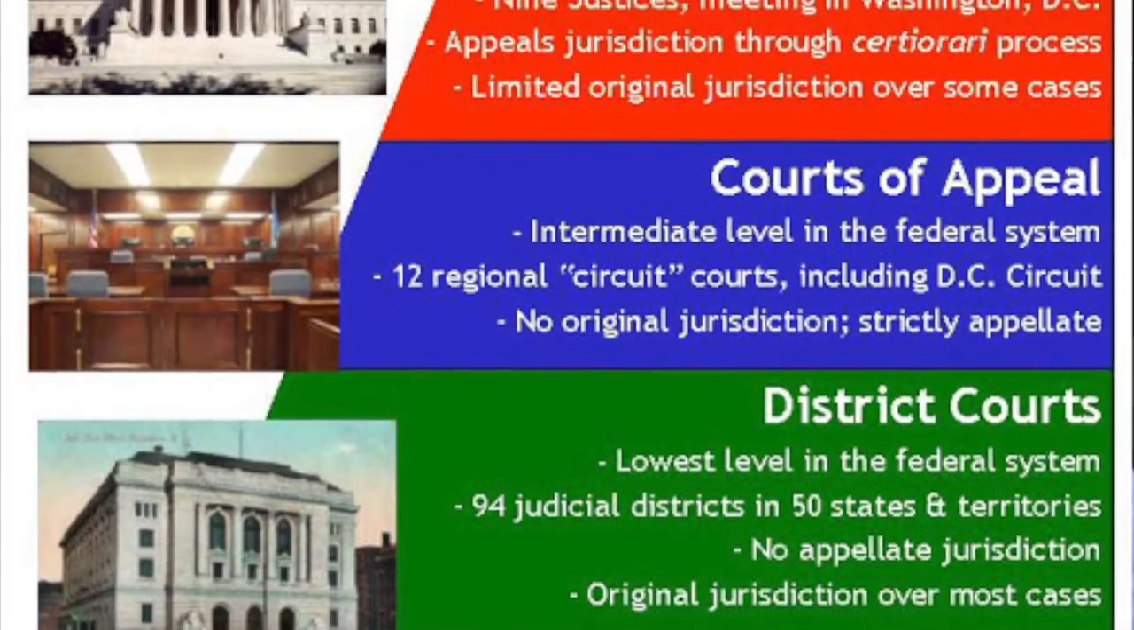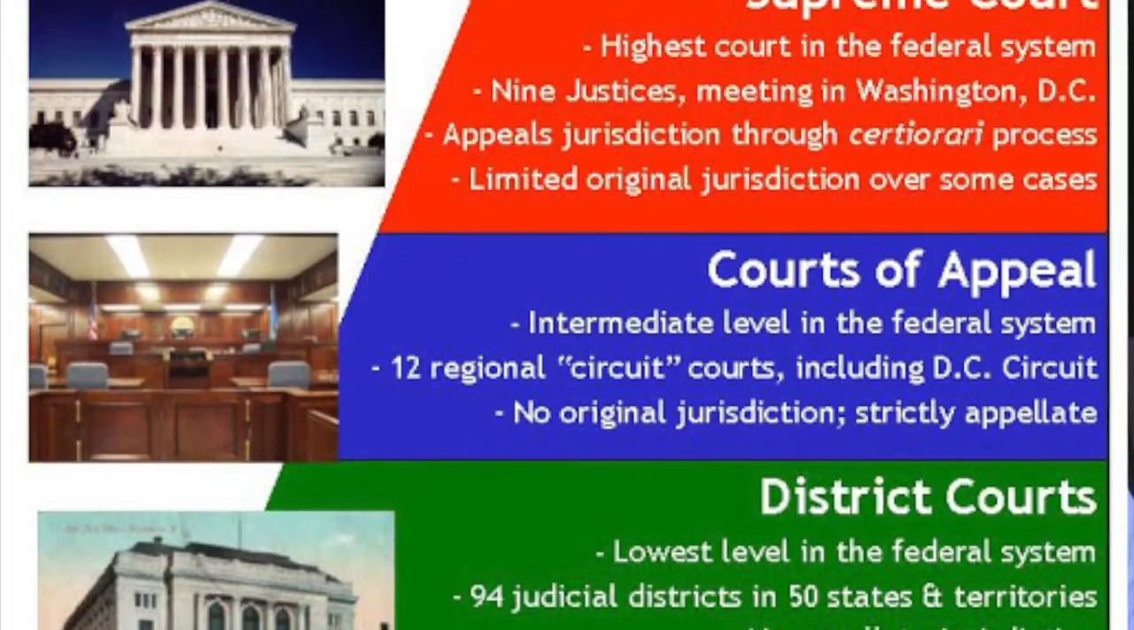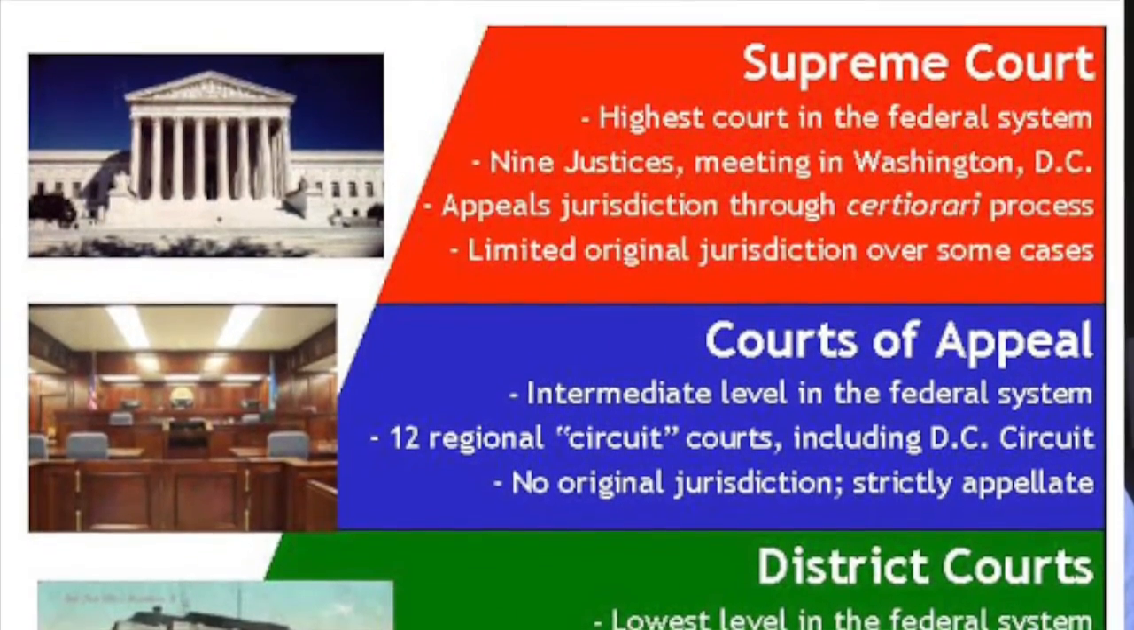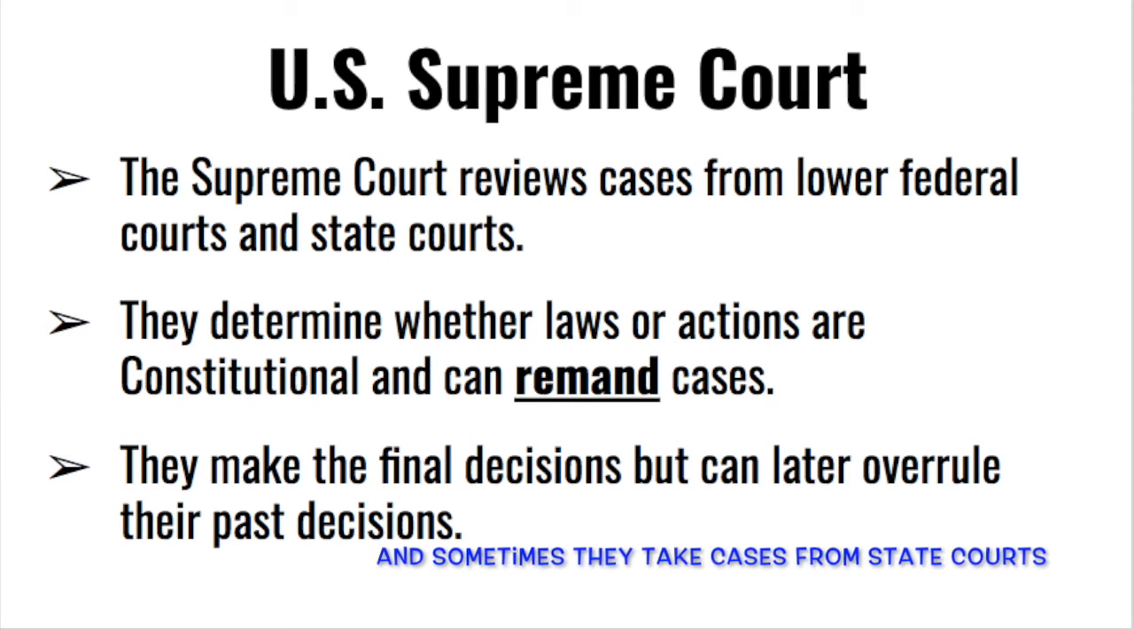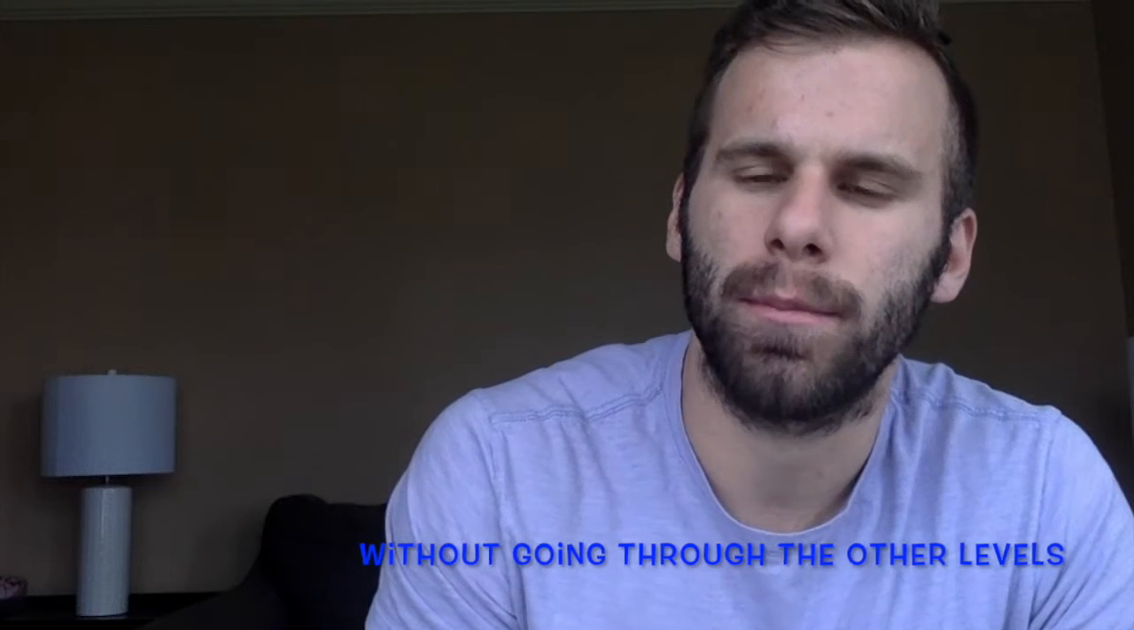Most of them did come from a lower level of the federal court. In fact, 10 of the last 16 Supreme Court justices did actually come from a lower federal court. Once again, this is the highest court. They are mostly a court of appeals that sees other cases from other lower levels of federal courts, but sometimes they do get cases that shoot right up to the Supreme Court.